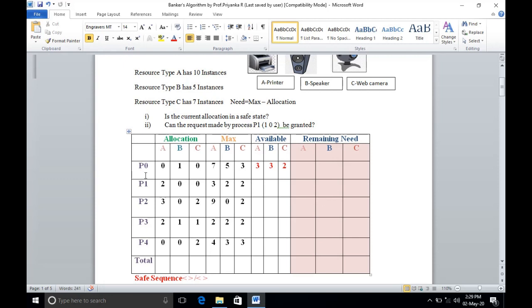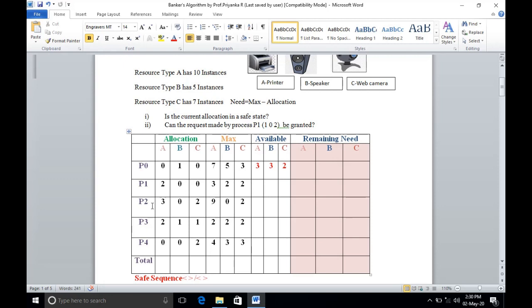Now, process P0 has the allocation 0, 1 and 0. That means process P0 has not been allocated any printer. It has been allocated one instance of speaker. It has not been allocated any instance of web camera. Likewise, P1 has been allocated two printers. It has not been allocated either speaker or web camera.